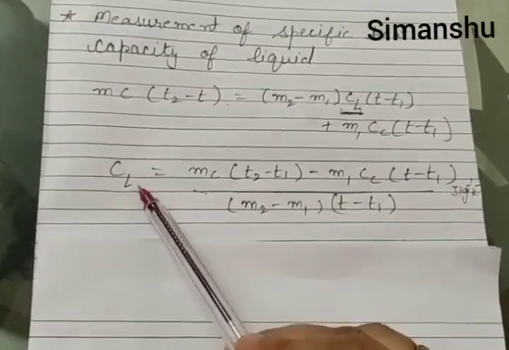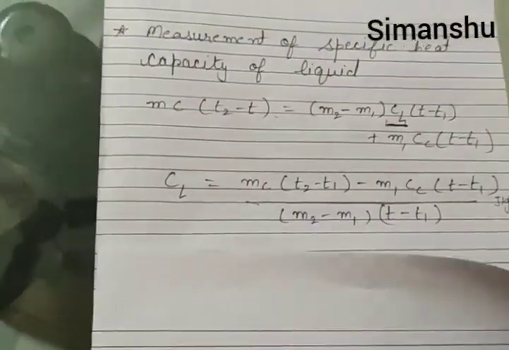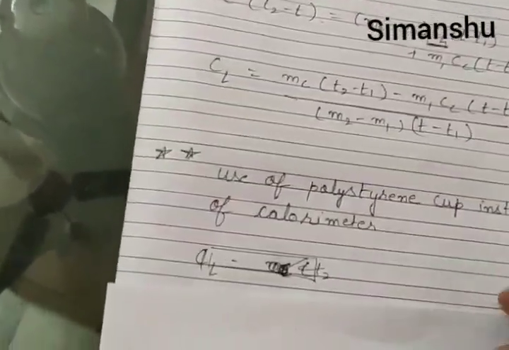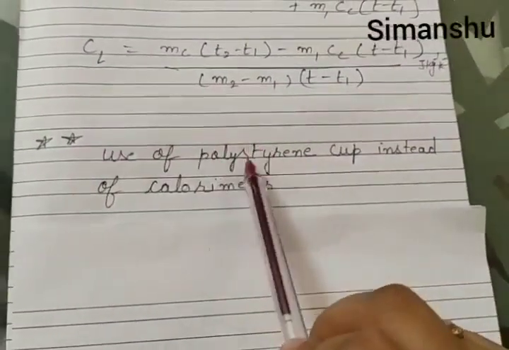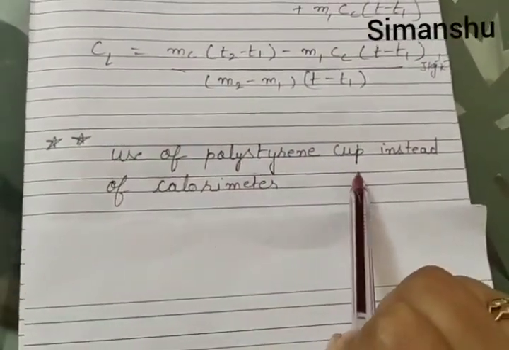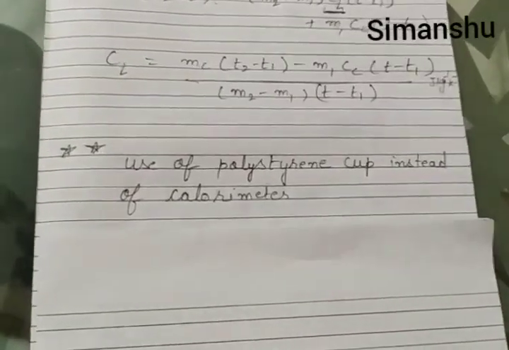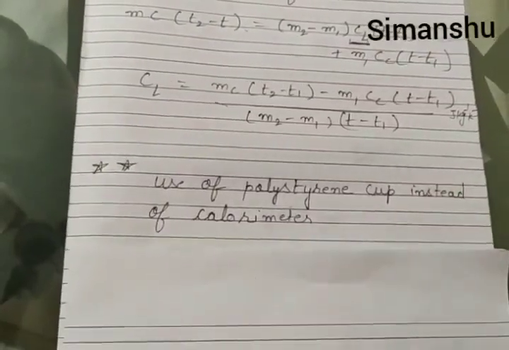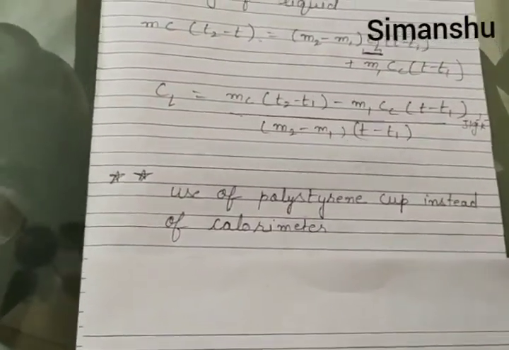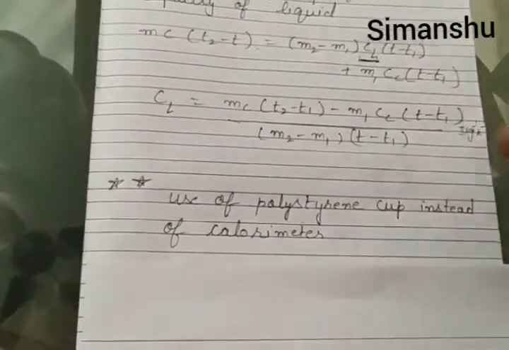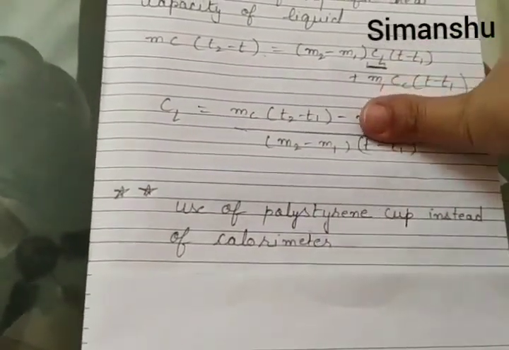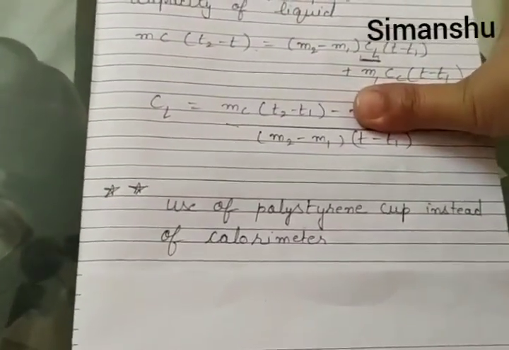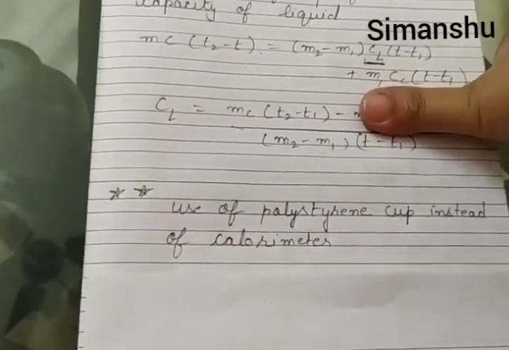Then one more thing we should discuss: if instead of a calorimeter we are using a polystyrene cup, then how will it affect these equations? See, a polystyrene cup absorbs a very negligible amount of heat. In that way, the terms which were showing heat gained by the calorimeter will disappear in both cases. So in this way, these previous equations will change.